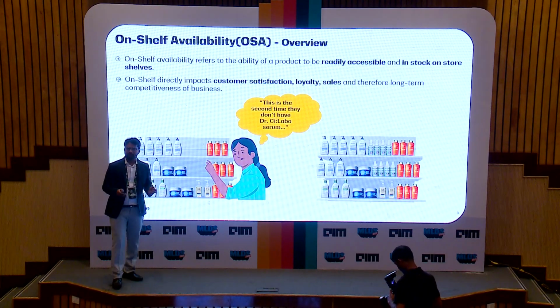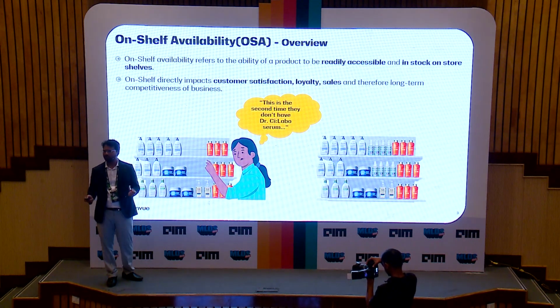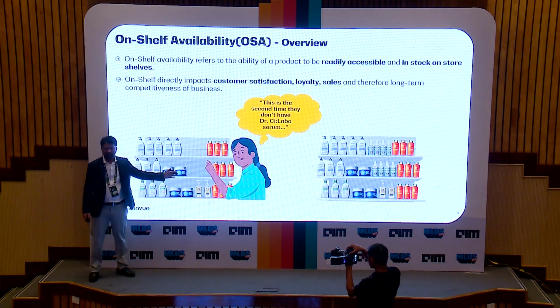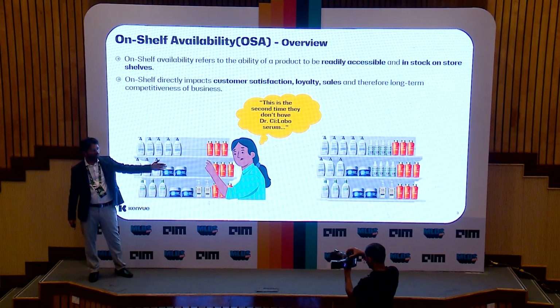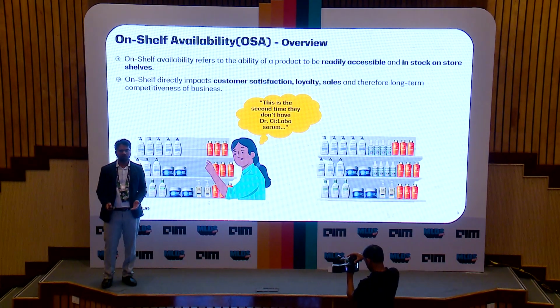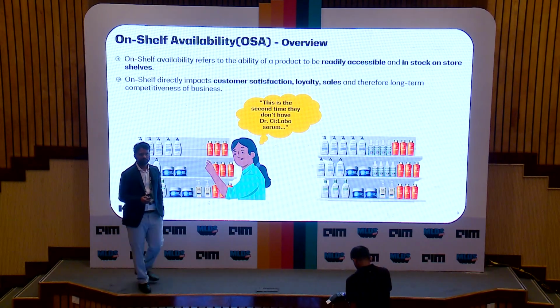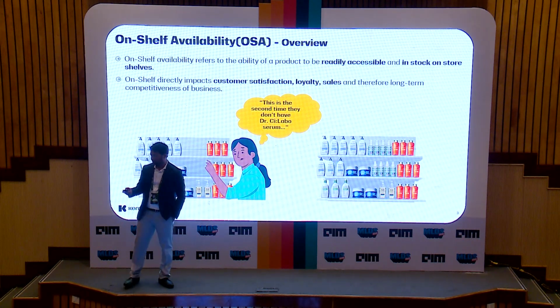Because the product is not there on the shelf, we have unnecessarily lost the sale. This is a very common problem, and we want to address it. You can see a picture here. Dr. Shilabo is a skincare product that we have. If the customer doesn't find it on the shelf, they may end up purchasing a competitor product, or they may stop using this product altogether. On-shelf availability, as the term sounds, is very intuitive: ensuring that the product is always on the shelf whenever the customer intends to buy it.